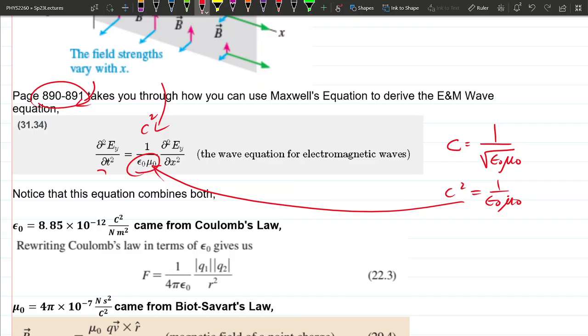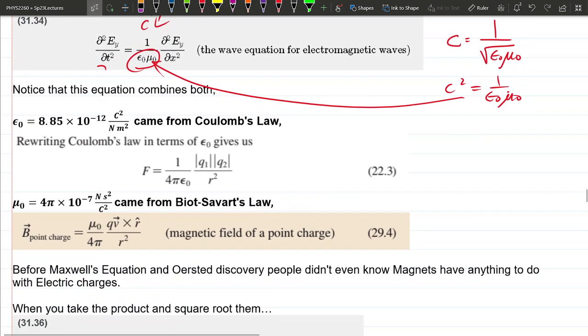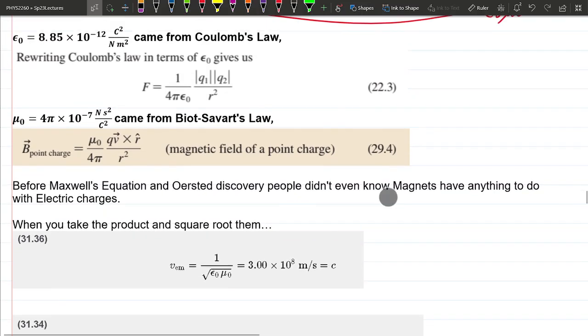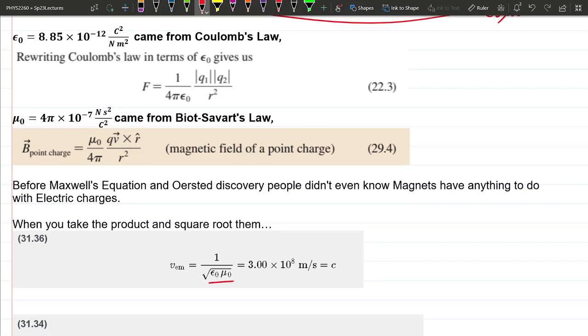Okay, so let's just go back. Therefore, if you take this number, multiply them together and square root it, you actually get about 2.9998, which the book rounded to 3 sig figs as 3.0 times 10 to the 8. So in any of the homework you should be able to just use 3 times 10 to the 8, and that's the speed of light.